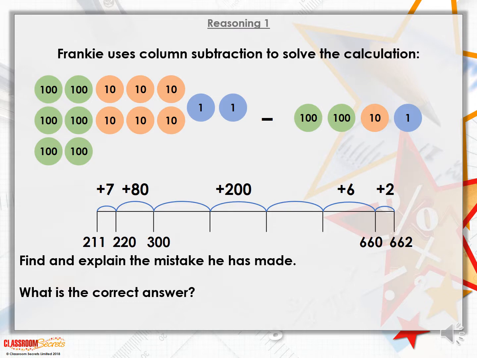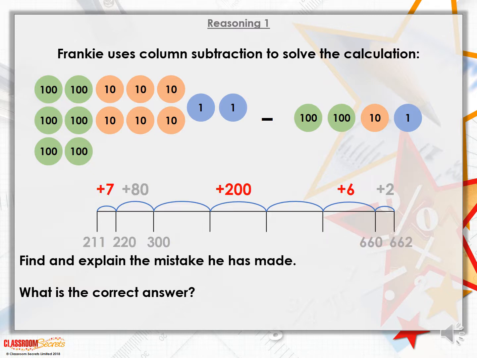And then I'm just going to show you an example of the reasoning questions. So it says, Frankie uses column subtraction to solve the calculation. So I'm going to find out what numbers she is representing there first of all. So she's got 1, 2, 3, 4, 5, 662. 662 take away 211. Okay? It says Frankie uses column subtraction to solve the calculation, and it's given us it there. And she's also drawn a number line with the jumps like we did previously.